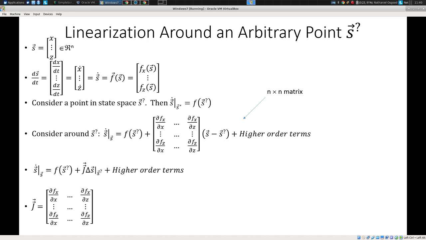So in general, we could alternatively write this as delta F of S equals DF DS, the derivative with respect to that axis as evaluated at S question mark, times delta what? Delta S. So it's the difference from the value at S question mark. Does that make sense?